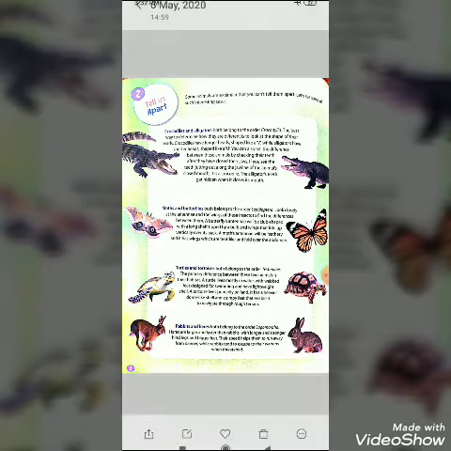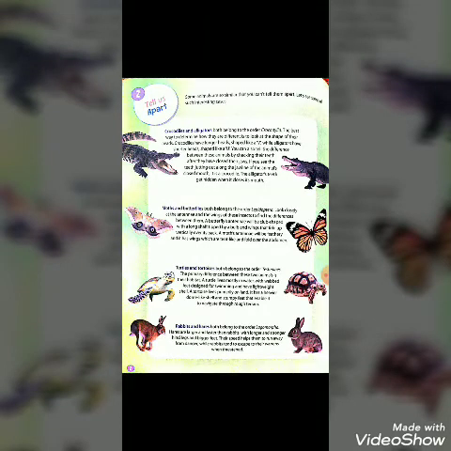And the alligator's head is of which shape? U-shaped. Next one. Crocodiles have teeth that stick out when its mouth is closed, and alligator teeth get hidden when it closes its mouth.